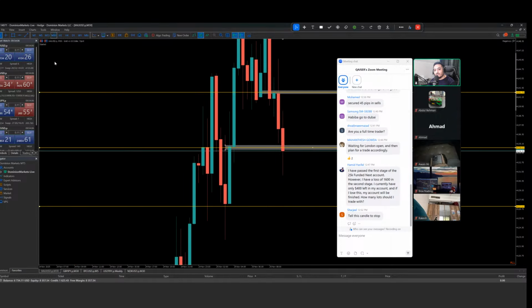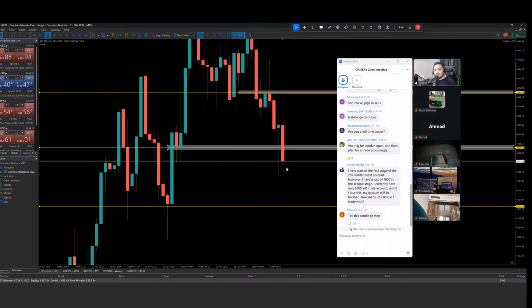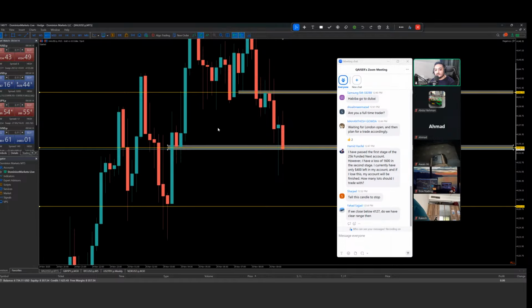So I'm just waiting right now. Anything could happen. I can't see volume there, and I can't see a proper structure there, so I can't execute on anything. I just need some proper structure to be formed there.